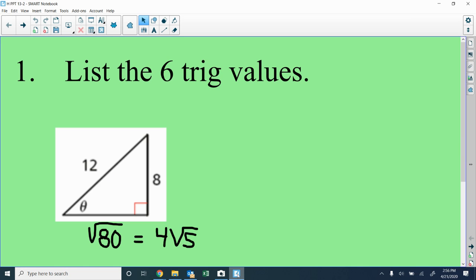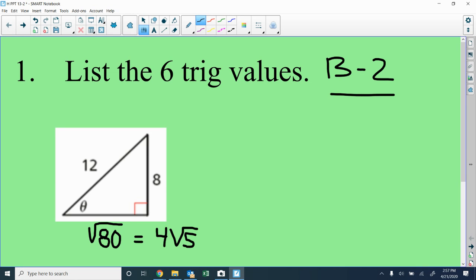Hey, we're going to start off this section 13.2 with a little bit of a quick review. So 13.2 is where we're headed today, but let's see if we can do these 6 trig values.